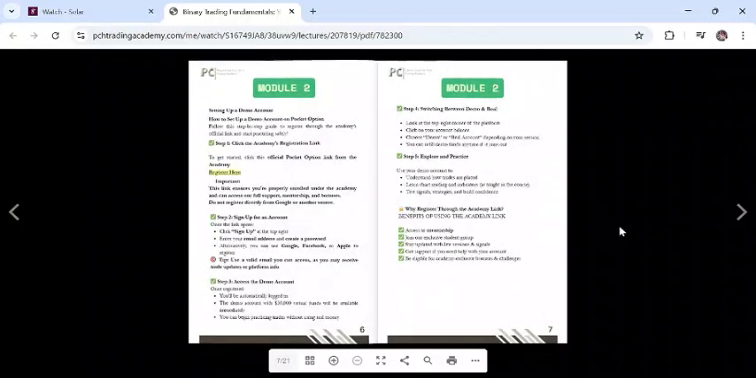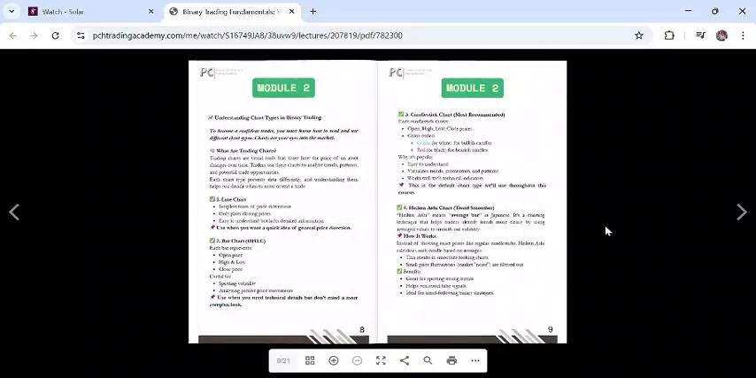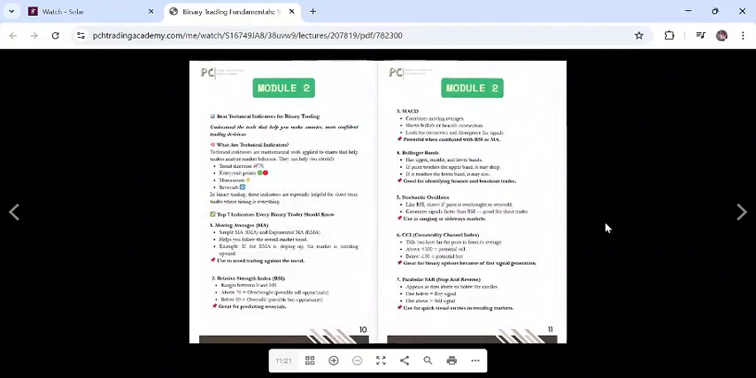So this is what the PDF document looks like. Once you click, it flips open. So while you're watching the video, you can follow along with your PDF document. It's well detailed. It tells you all the secrets you need to know to become a very, very dangerous trader.